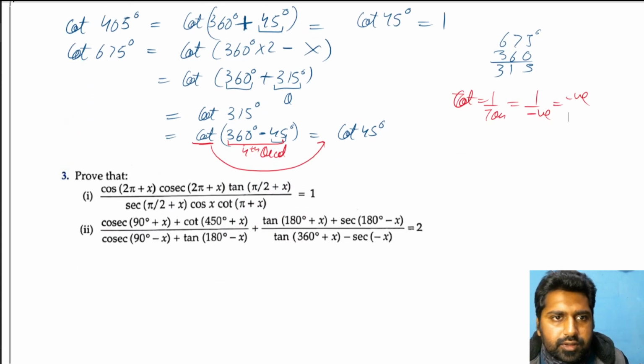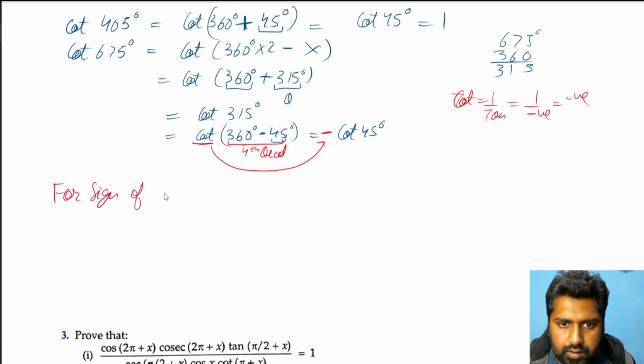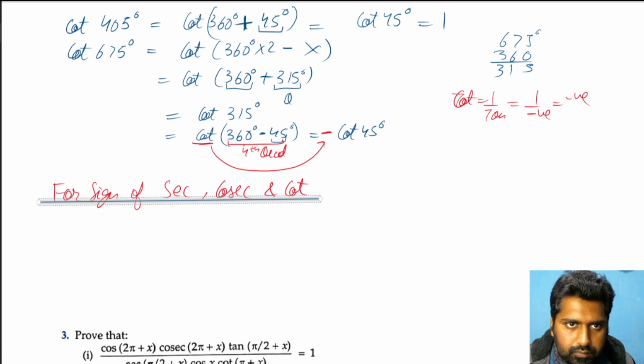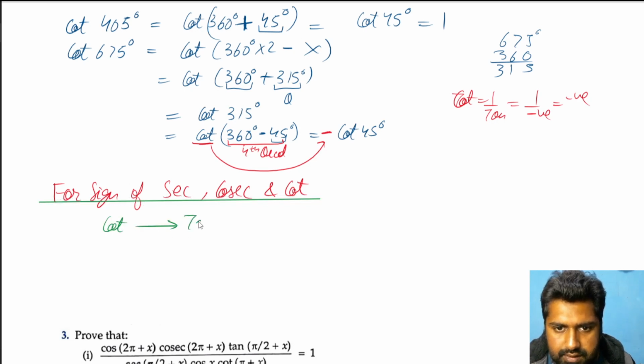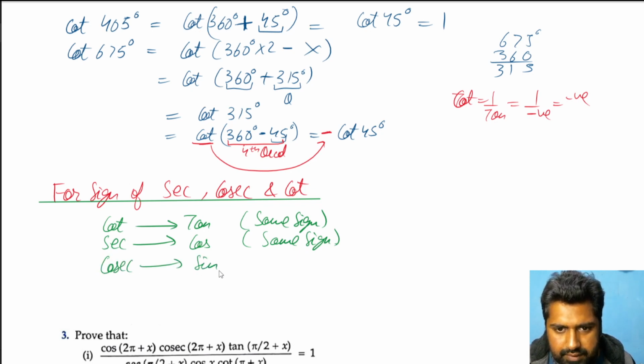I'll give you a table for this so that you won't get confused at all. For sec, cosec and cot, cot will have the same sign as tan, same sign. So for cot, think of tan. For sec, sec is 1 by cos, so think of cos. And for cosec, cosec is 1 by sine, so sine has the same sign. I'm talking about positive and negative.